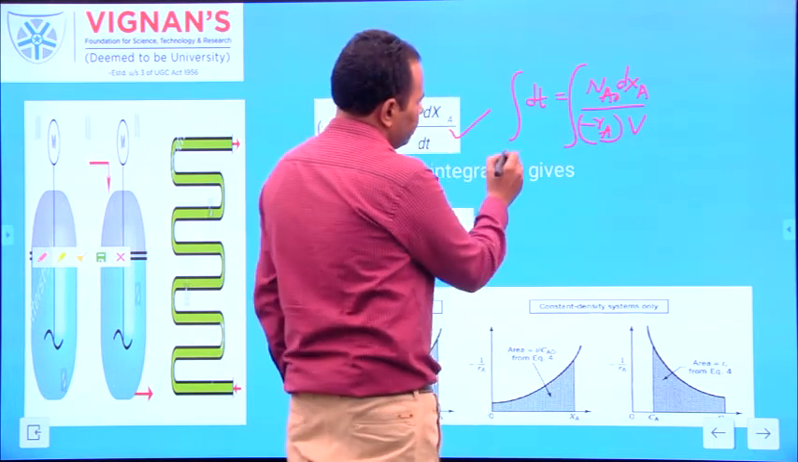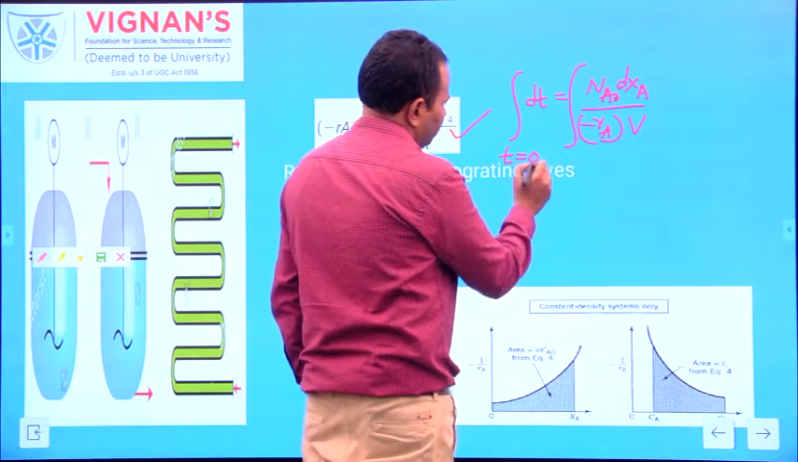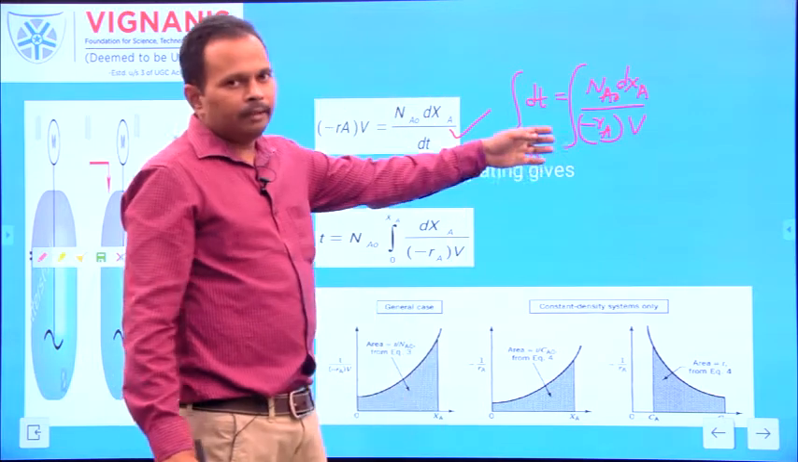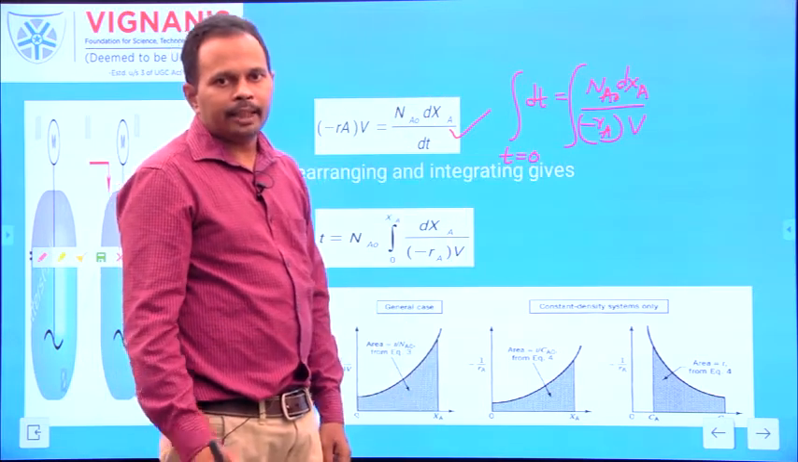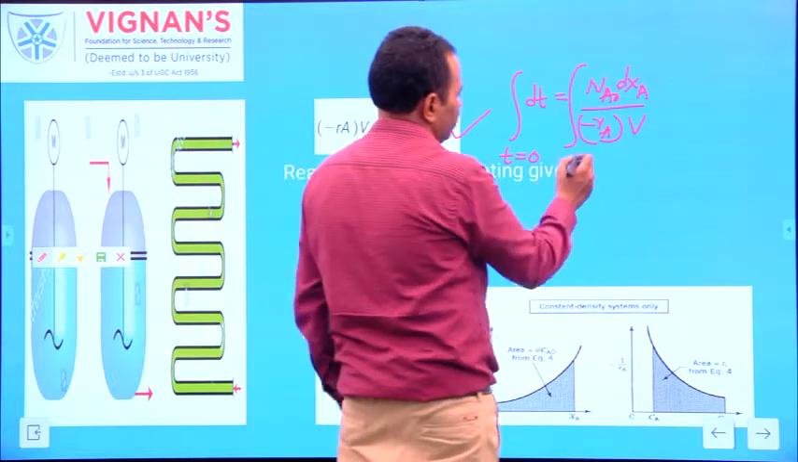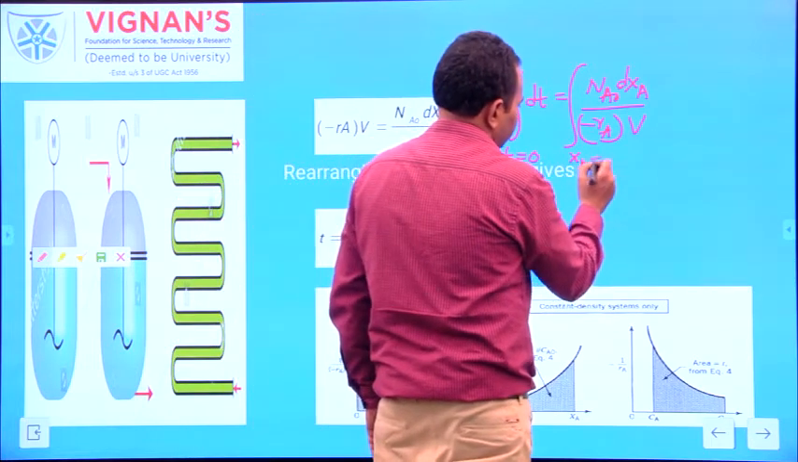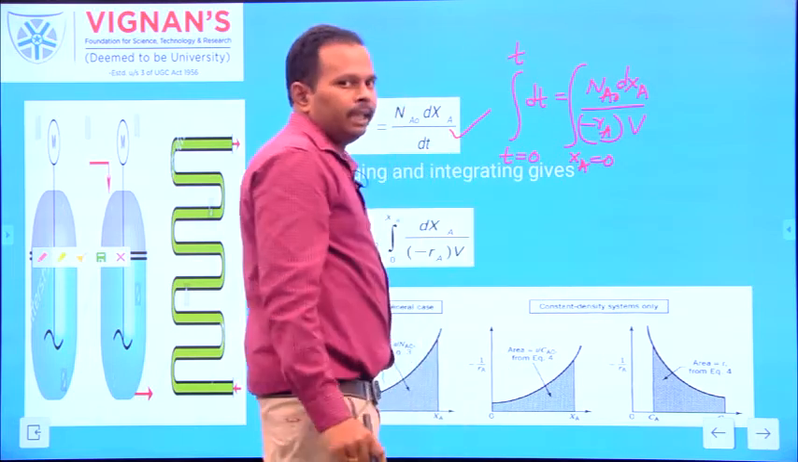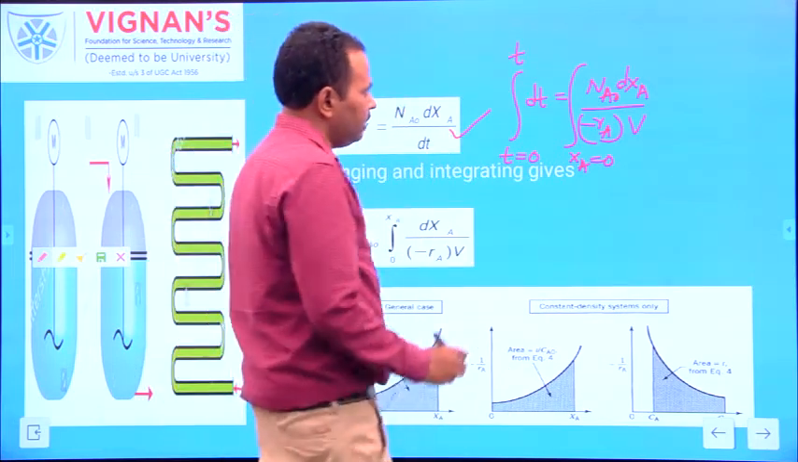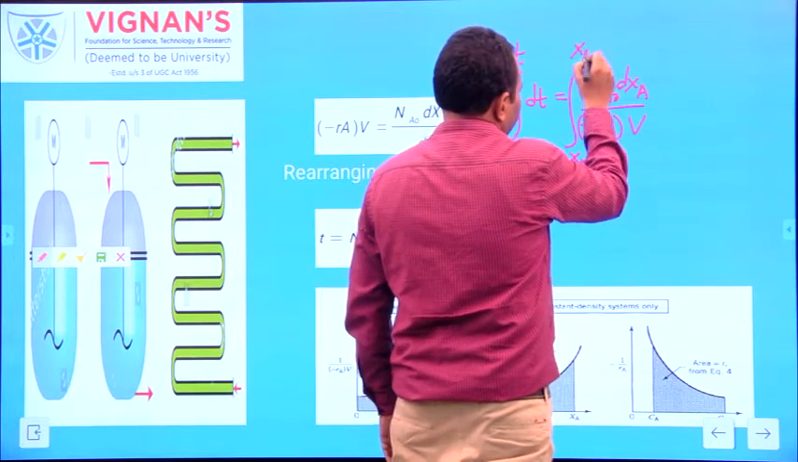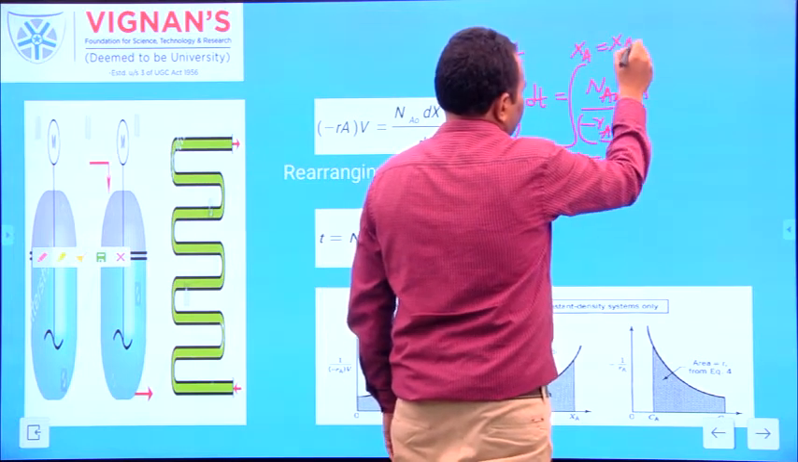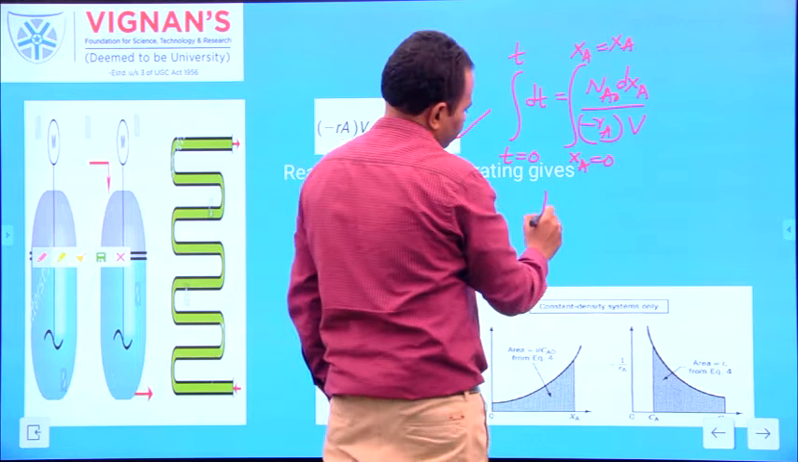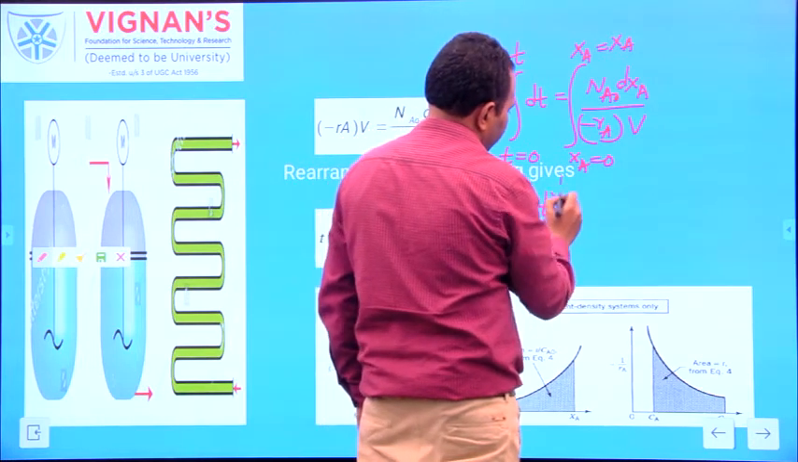At time t is equal to 0, before the start of the reaction, what is the conversion of A? Conversion of reactant to the product is 0. The conversion is 0, Xi is equal to 0. At time t is equal to t, that is at reaction time t, the desired conversion Xi is equal to Xa. From this one, integral dt is t, lower limit is 0, upper limit is t.